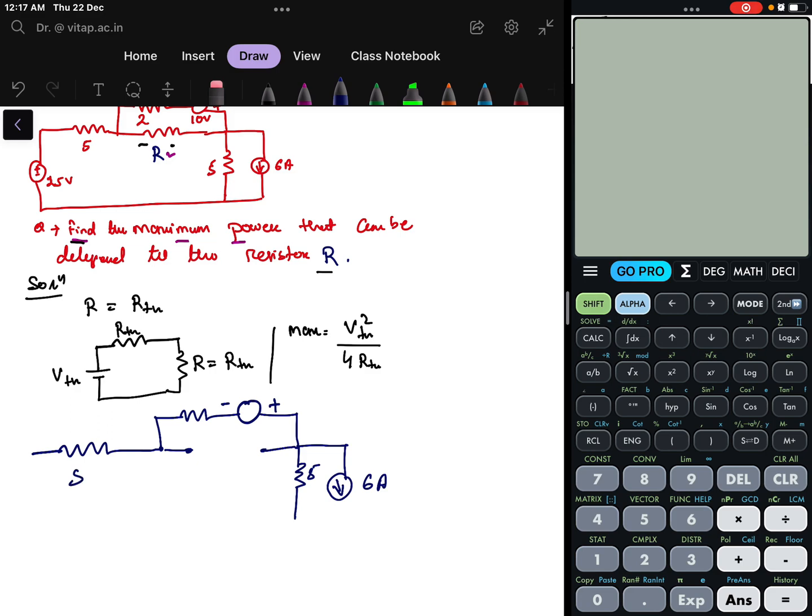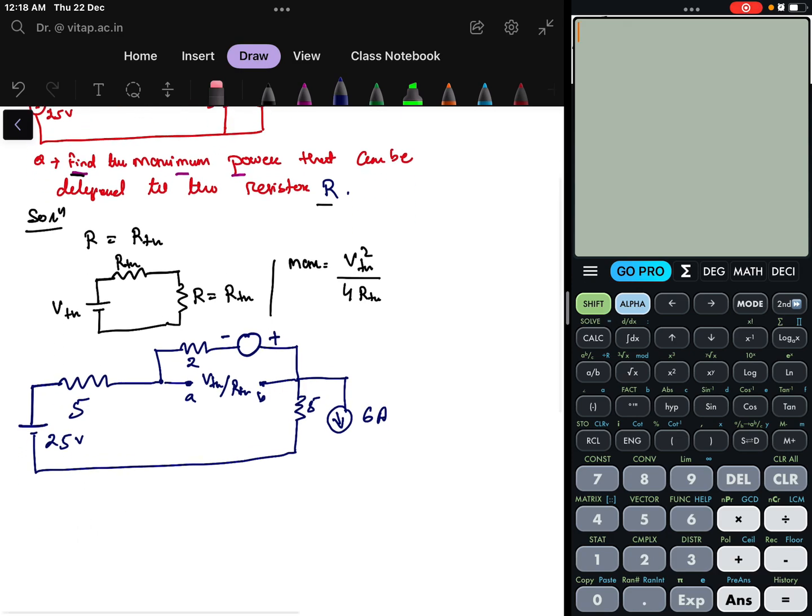Then this resistance value is 5, here it is given as 2, one voltage source is here and the voltage source value is given as 25 volts. We have to calculate the VTH and RTH at these two terminals. Let these two terminals be A and B. First we will calculate VTH, then we will calculate the value of RTH.